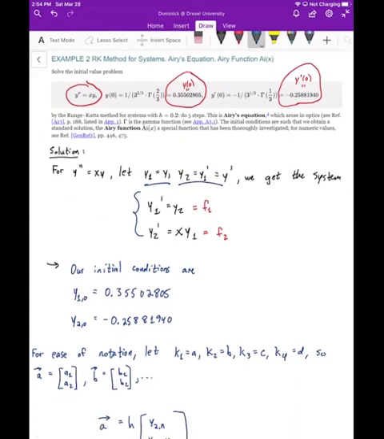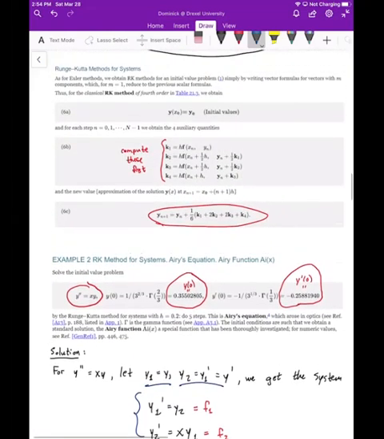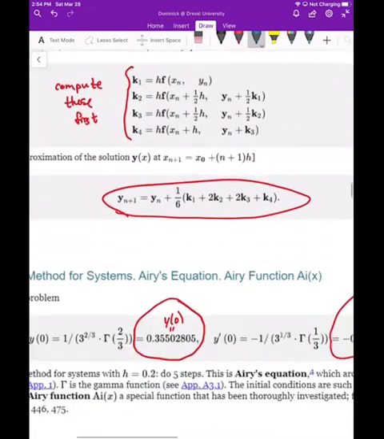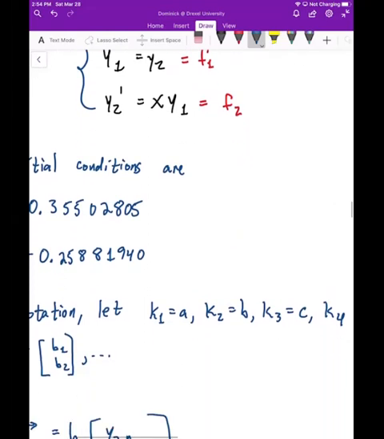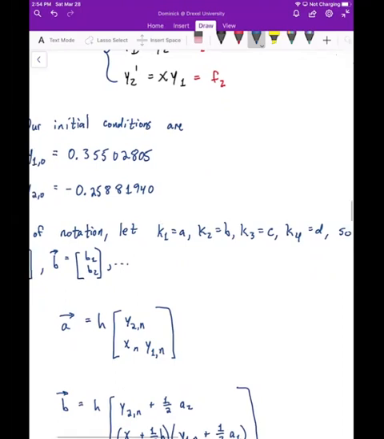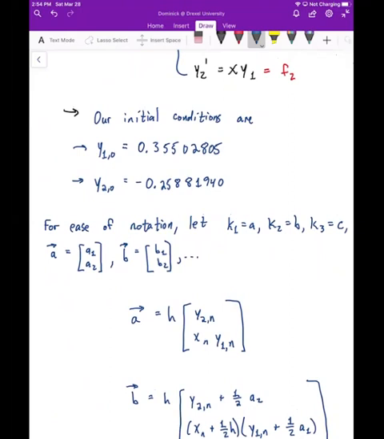And of course, we'll take our initial conditions into account. We know that y1 evaluated at 0 is this 0.355 number. And of course, our y2 of 0 is this negative 0.25 number. All right, now in the earlier method here, we said that each of these auxiliary quantities are K1 through K4. But just to cut down on subscript notation, I'm going to call K1 A, K2 B, K3 C, and K4 D, so that each of these values is essentially a two-component vector, right?